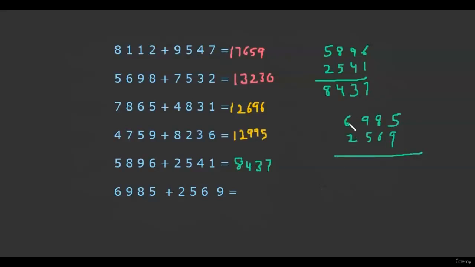Now 6 plus 2 is 8, but 9 and 5 are carry numbers. So we write the sum as 9. 9 plus 5 is 14. Now 8 and 6 are carry numbers. So instead of 14, we will consider this as 15, and the end number is 5. Now 8 plus 6 is 14, and 5 and 9 are carry numbers. So we increase this by 1. So this becomes 15, and we write the end number 5. 5 plus 9 is 14, and the number is 4. So this is the answer.